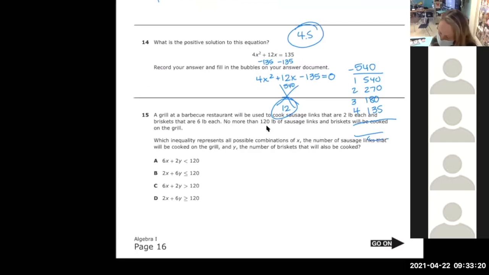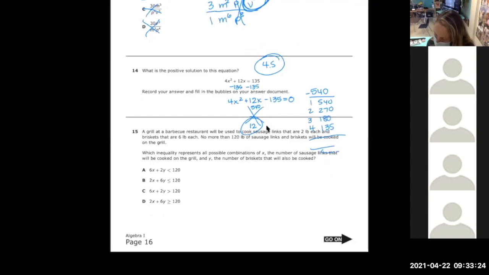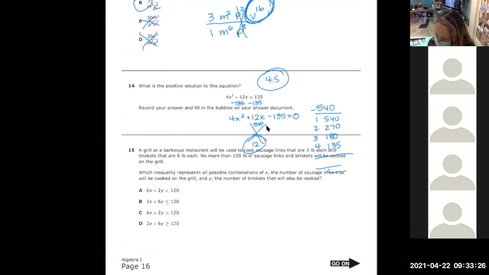Let's move on. Number 15 says, a grill at a barbecue restaurant will be used to cook sausage links that are 2 pounds each and briskets that are 6 pounds each. No more than 120 pounds of sausage links and briskets will be cooked on the grill. Which inequality represents all possible combinations of X, the number of sausage links that will be cooked on the grill, and Y, the number of briskets that could also be cooked. You got 2 minutes starting now.